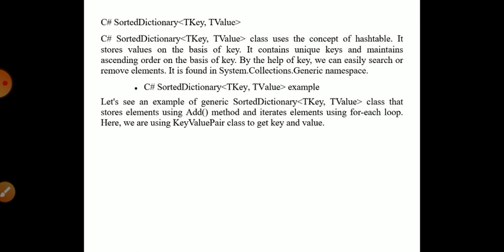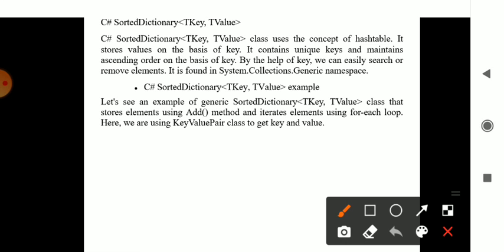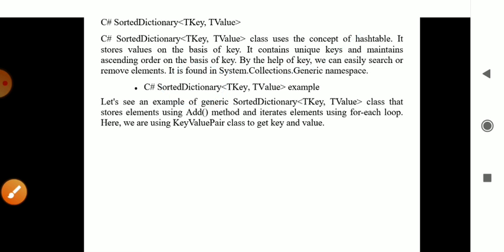Sorted, as you hear the word, it is nothing but your keys being sorted. Mainly you have a key and value, so those keys and values will be sorted and printed. Not the value, it is mainly the key which is sorted and printed. Okay, so you have the sorted dictionary, TKey and TValue, and here also you have the concept of adding the elements using the Add method, and a foreach loop prints the elements.